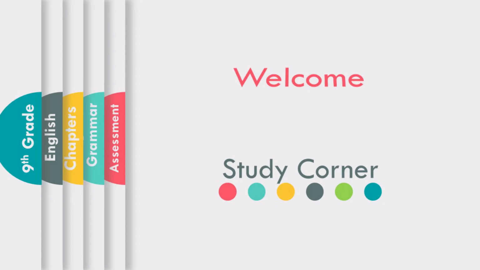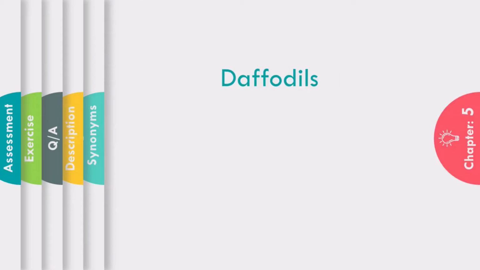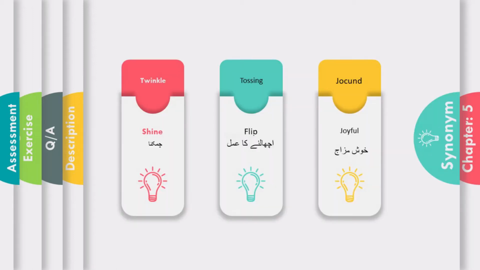Today we are going to start Unit 5, Daffodils by William Wordsworth. Does anybody know what a daffodil is? It is a bell shaped flower with a long stem. Today we are going to start the summary of this poem. It is a very interesting poem.